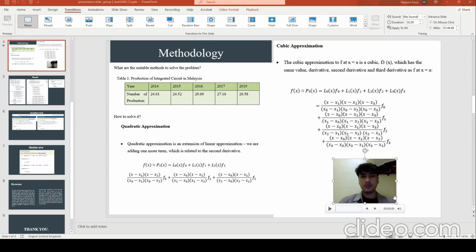Next, the second method we have to use is cubic approximation. The cubic approximation of f at x equal to a is a cubic f3 which has the same value, derivative, second derivative, and third derivative as f at x equal to a. From this slide we can see how to solve the problem when we use this method.